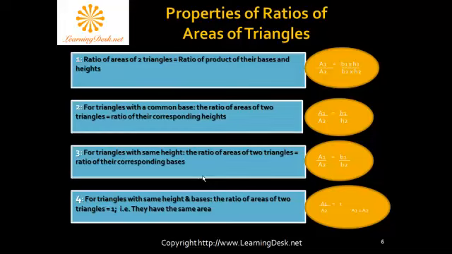Let us summarize again. The first property was the ratio of areas of two triangles is the ratio of the product of base and height. So here you see A1 over A2 is equal to base 1 into H1 over base 2 into H2. Second was, if you have a common base, the ratio of areas is the same as the ratio of the heights. Third one is, if you have the same height, then the ratio of the areas of the triangles is the same as the ratio of the bases. And if you have the same height and the same base, the ratio of the two triangles is 1. So A1 over A2 is 1, or A1 is equal to A2. Okay? These are the four properties that you need to remember.